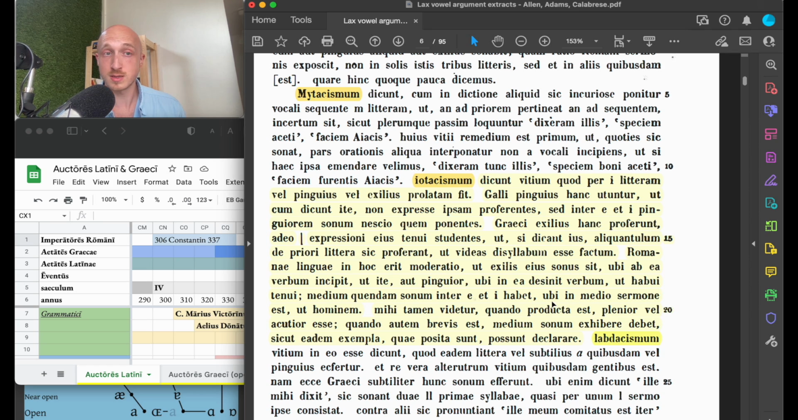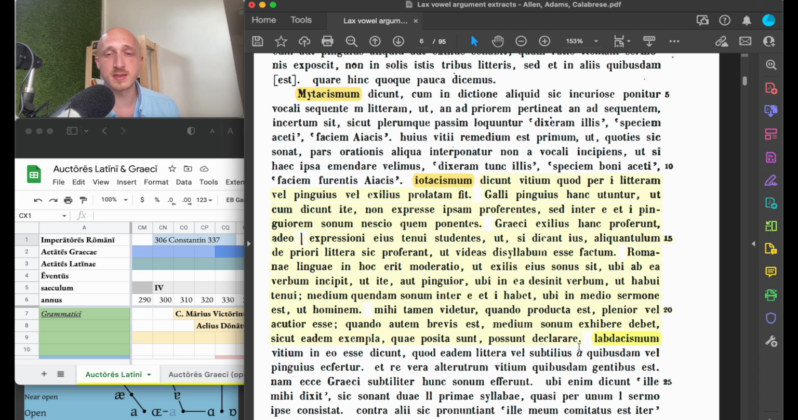Now, how he's using it here could be a completely different way to describe it. It sounds thick somehow, pinguis. What does that mean exactly? Maybe the u is influencing the e, so not habui, but habui, or something like that, tenui. "Medium quendam sonum inter e et I habet, ubi in medio sermone est, ut hominem." So evidently, in a word like hominem, it becomes homene. "Mihi tamen videtur quando producta est plenior vel acutior esse, quando autem brevis est medium sonum exhibere debet, sicut eadam exempla, quae posita sunt declarare."